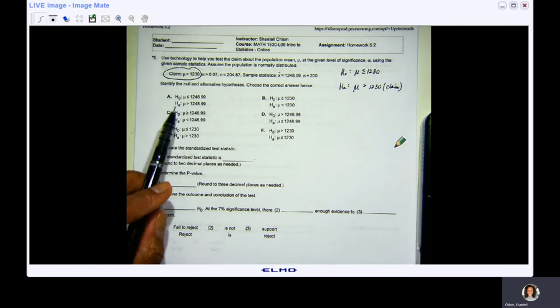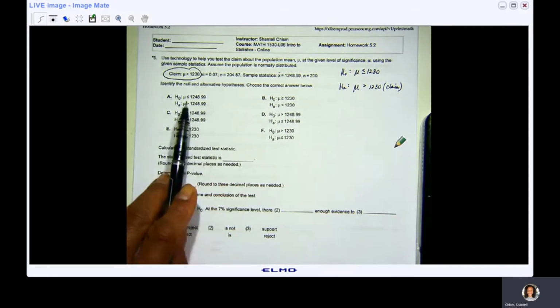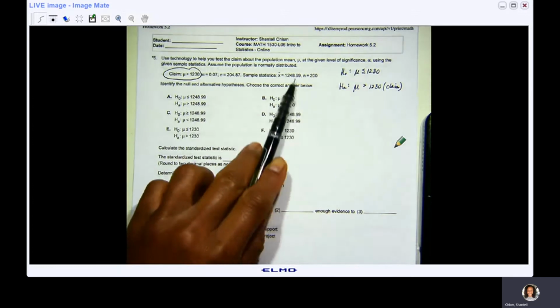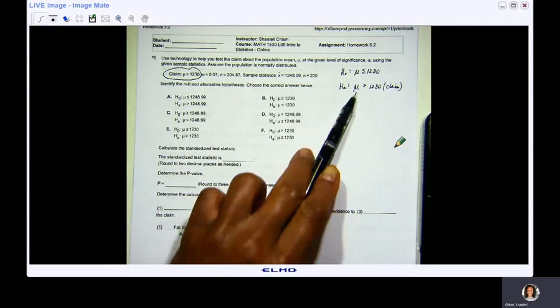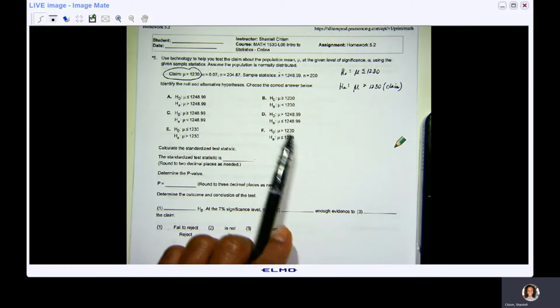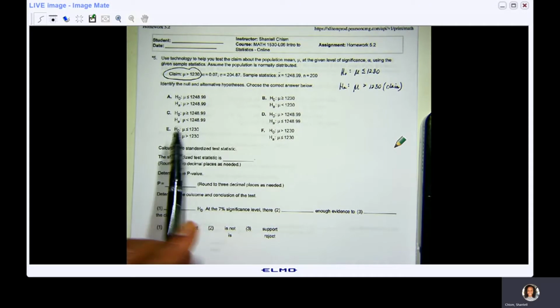All right. So now just choosing these correct statements here. Notice that some of these use the wrong number. They use the statistic value, and that's not the value that should be there. It should be the claim value, the 1230. So it appears that the answer is going to be E.